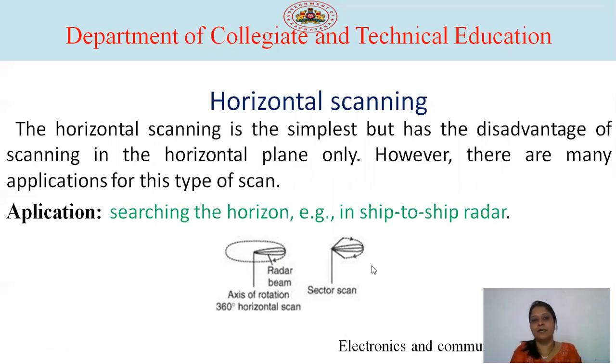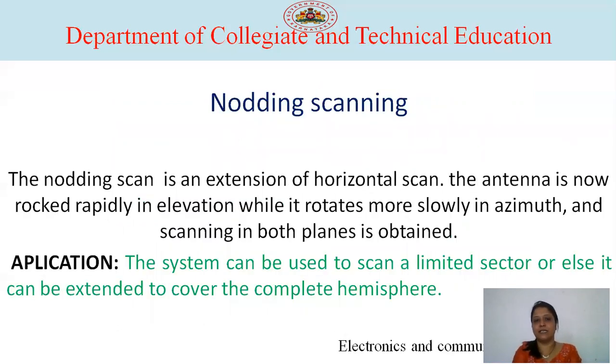What is one of the main applications here? Searching the horizon, that is, it is used for search purposes in the horizontal plane. For example, in ship to ship radar, to transmit the signal from ship to ship, this horizontal scanning is used.